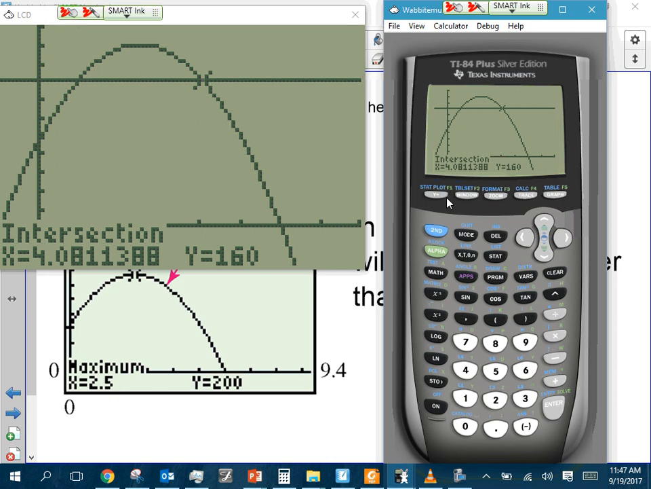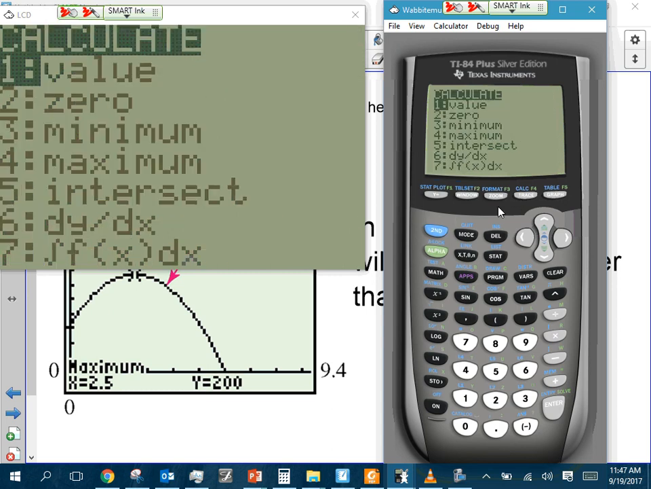The next thing we want to do is they ask for when this thing comes back to the ground. Well, it comes back to the ground, it's looking for this point right here where my cursor is, and that's an x-intercept. So I'm going to go to second calc. I'm going to look for an x-intercept. Now, it doesn't say x-intercept directly, but it says 0, which is a synonym for that. So I'm going to hit 0, hit enter.